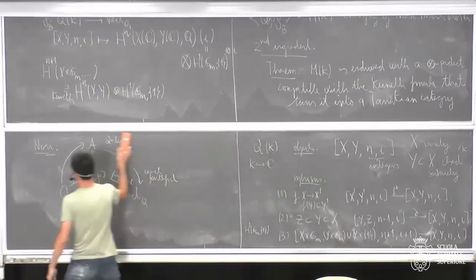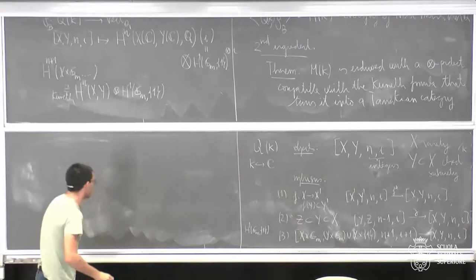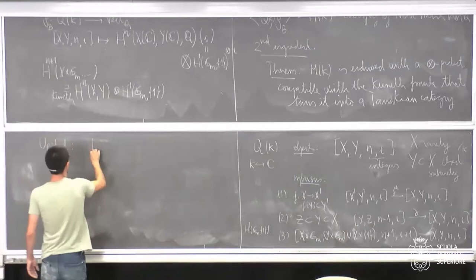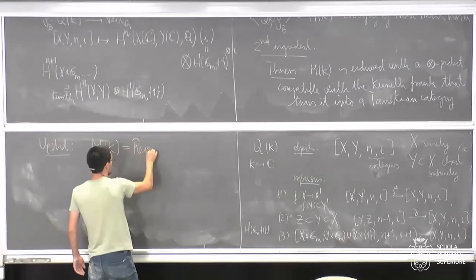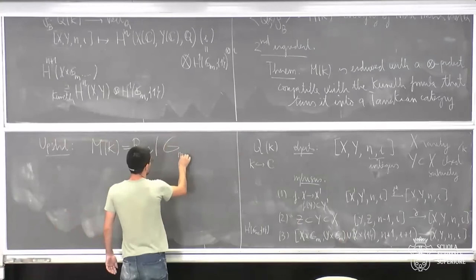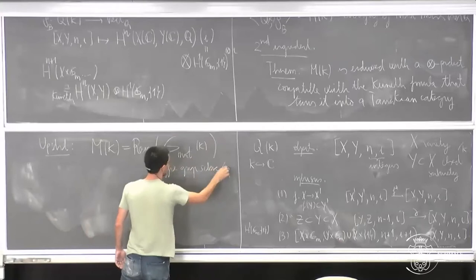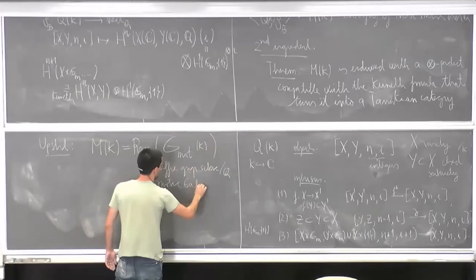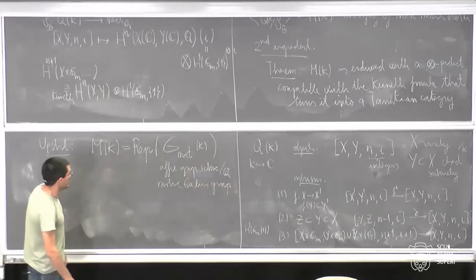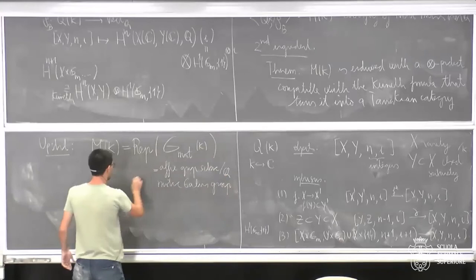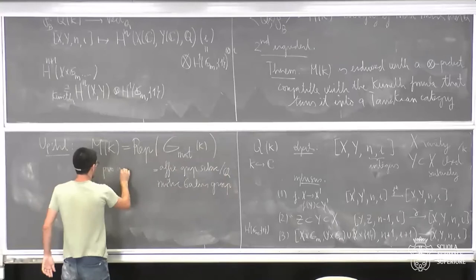And the upshot of this will be that M_K is equivalent to the category of finite dimensional representations of some affine group scheme over Q. This is an affine group scheme over Q, and this is what will be called the motivic Galois group. It's a pro-algebraic group. Here I'm not asking finite type, so it's a pro-algebraic group over Q.